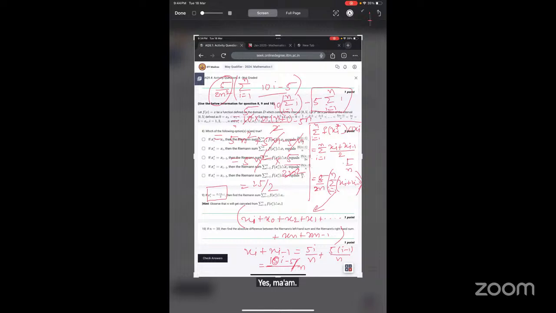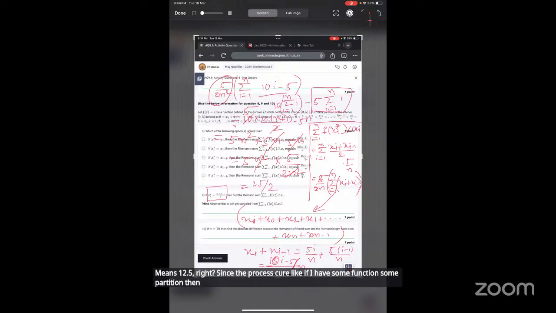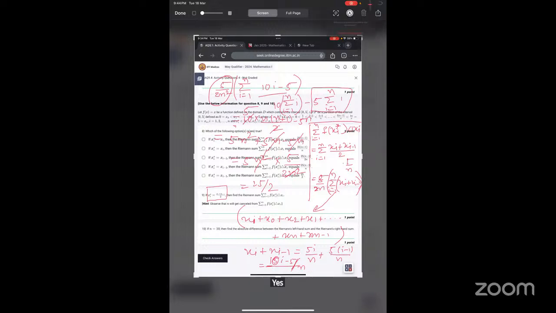So is the process here, like if I have some function, some partition, then how to calculate the Riemann sum? Always you have to do the same thing. Is it clear now? Yes, ma'am. Okay. One question compulsorily it will come.